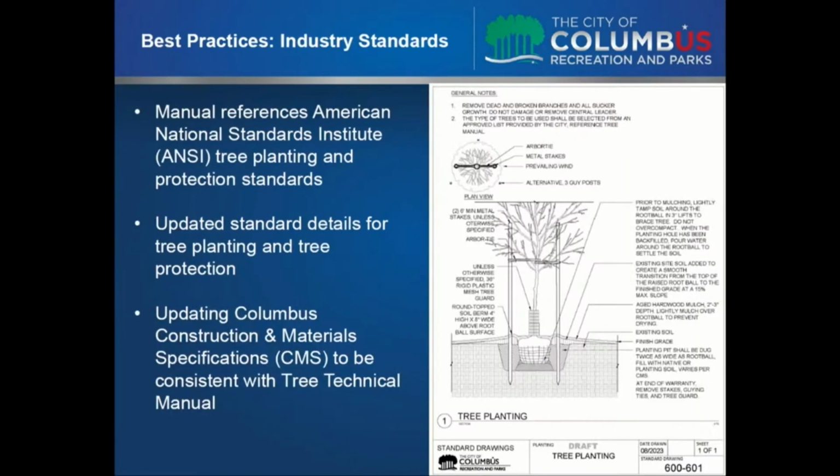I wanted to mention the industry standards. Our manual for the first time is referencing the American National Standards Institute, a national nonprofit that has a lot of important safety, tree planting, and protection standards. So as the national standards get updated, our manual will stay current. We also have, as you can see on the right, an example of standard details for tree planting and tree protection. We're updating and creating new standard details that will be resources for construction projects. And then we're updating the Columbus construction and materials specifications, which is really important information that is used by other departments and contractors when it comes to public projects. So we're making sure that that manual is consistent with our manual.